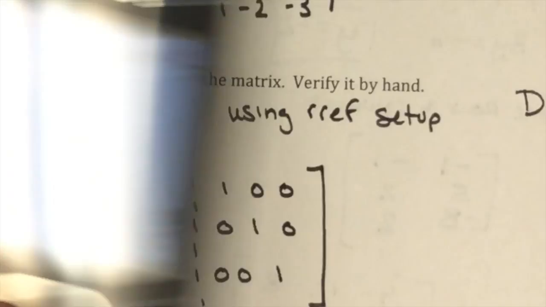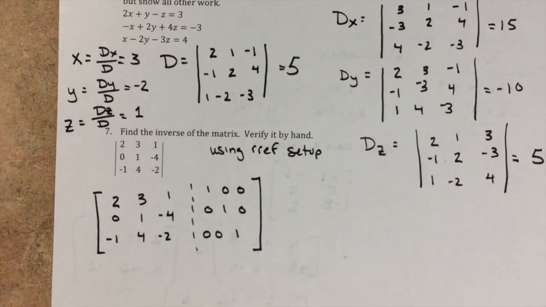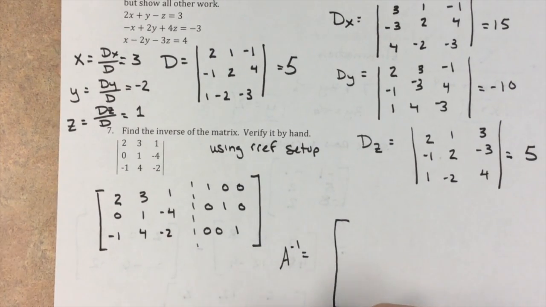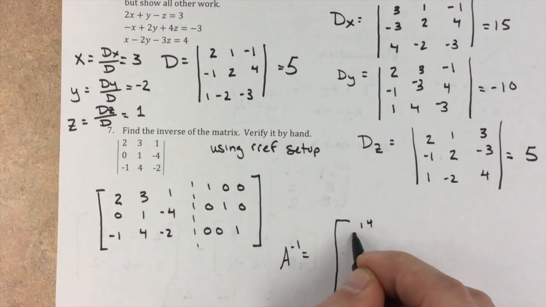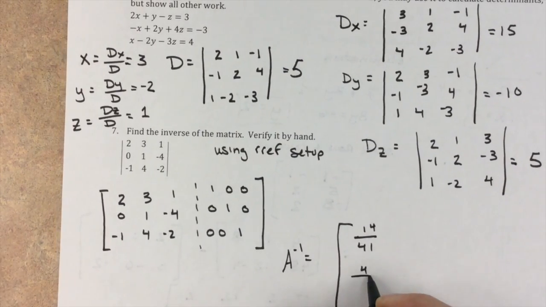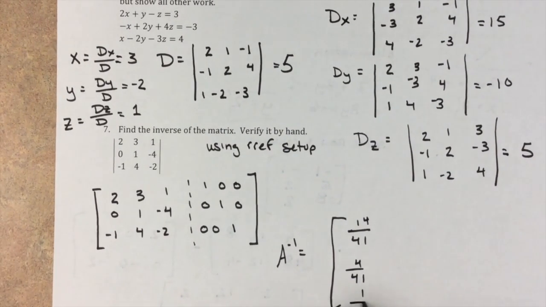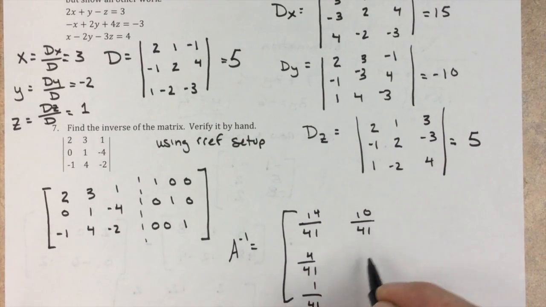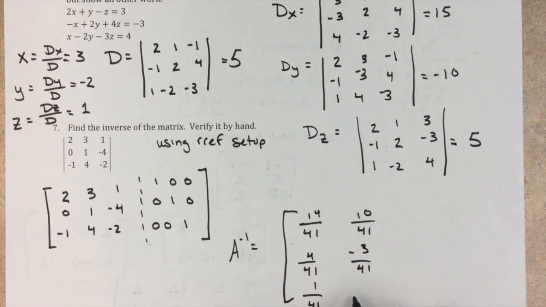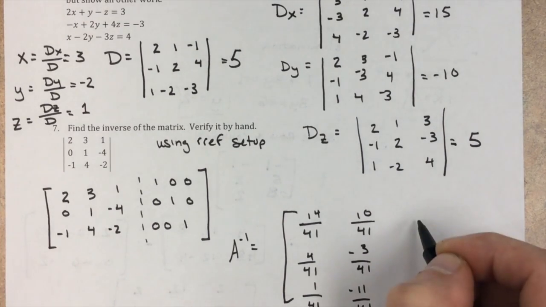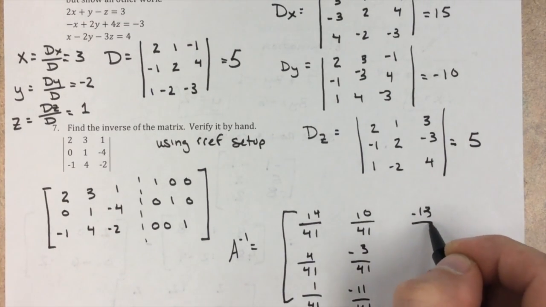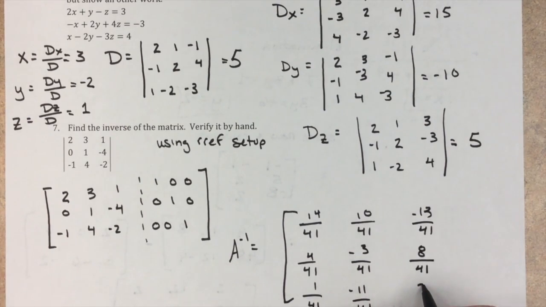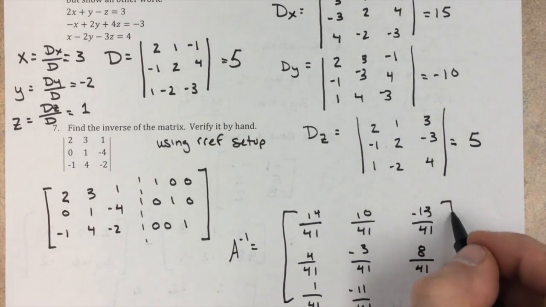So the way I would write that is, zoom back out, I would say A inverse is my 3 by 3, so 14 over 41, 4 over 41, and 1 over 41. That's the x column. The y column is 10 over 41, negative 3 over 41, negative 11 over 41. That's my y column. And then negative 13 over 41, 8 over 41, and 2 over 41.